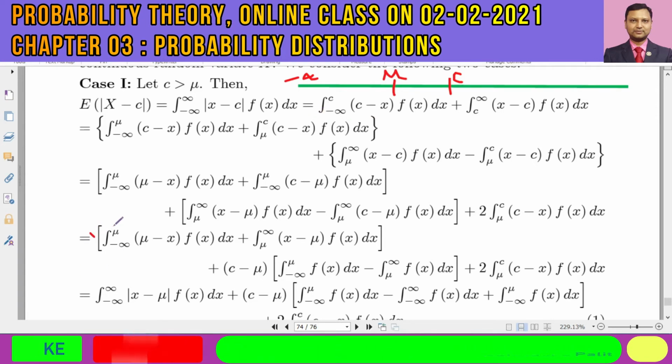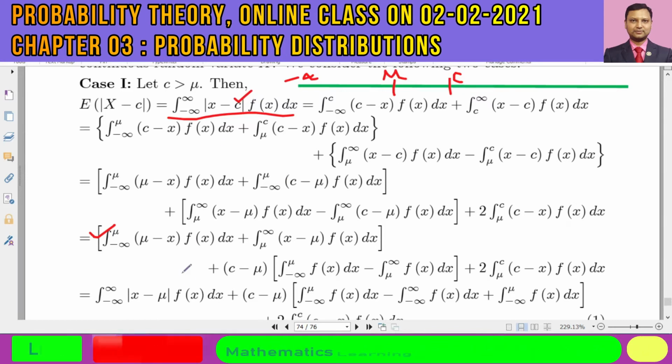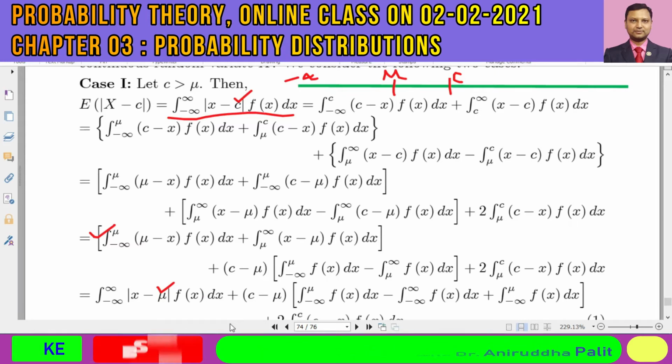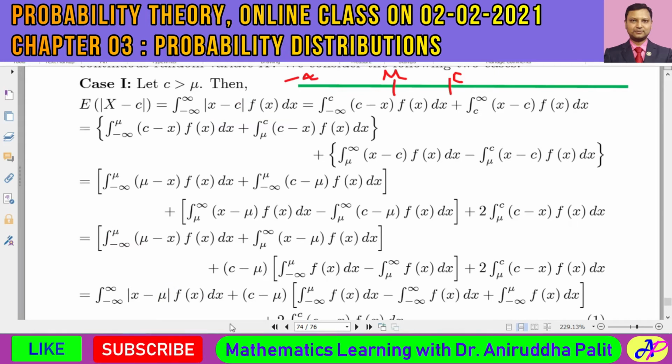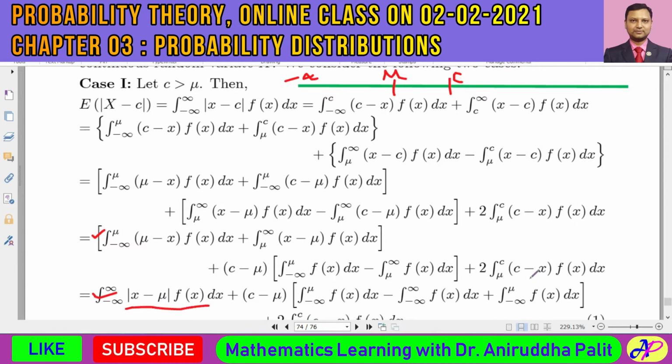Therefore this integral would be the same kind of integral as this one, and that was the modulus of x minus c. So here we shall have modulus of x minus mu, just in place of c we have mu. So this total expression within the bracket is represented as the integral of modulus of x minus mu fx dx.